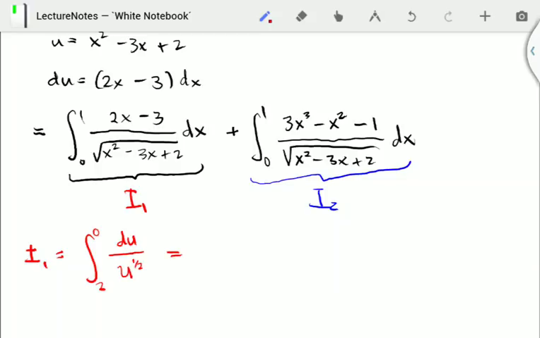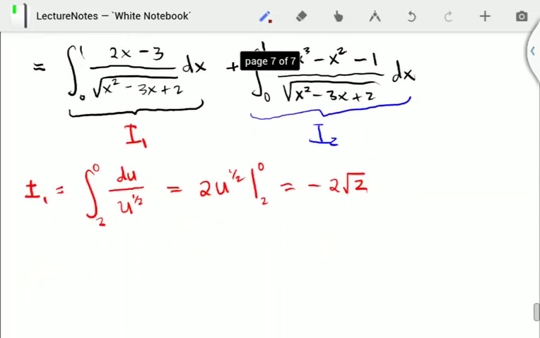Okay, so you have that integral. Of course, that integral is trivial. That's basically u to the minus 1/2. You take the integral of that, that gives you u to the 1/2 over 1/2, or 2 times u to the 1/2. Of course, that is evaluated from 2 to 0. This will be equal to negative 2 times the square root of 2. Okay, and we're done. That's I1.